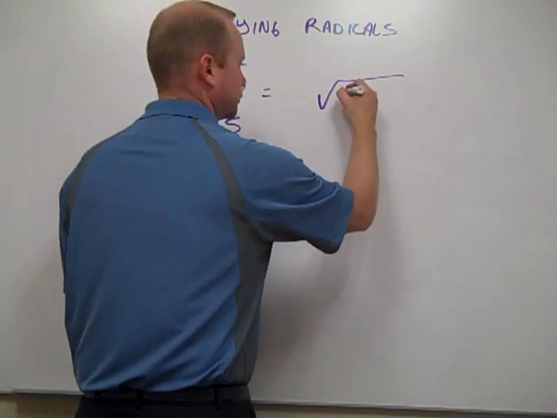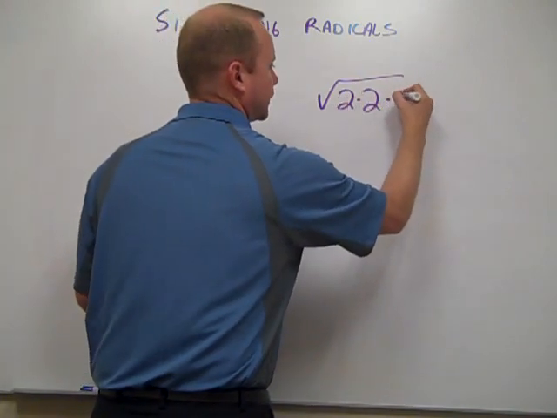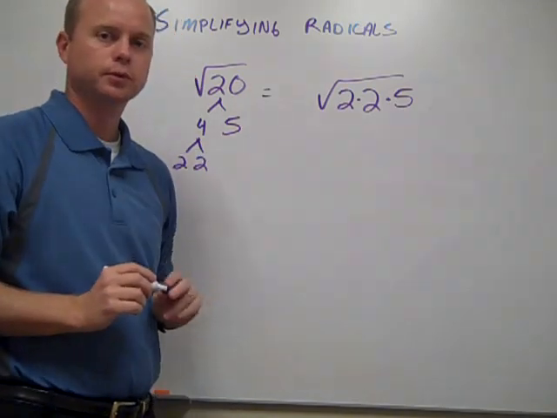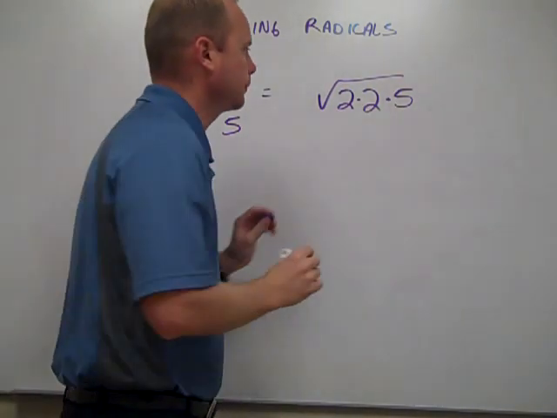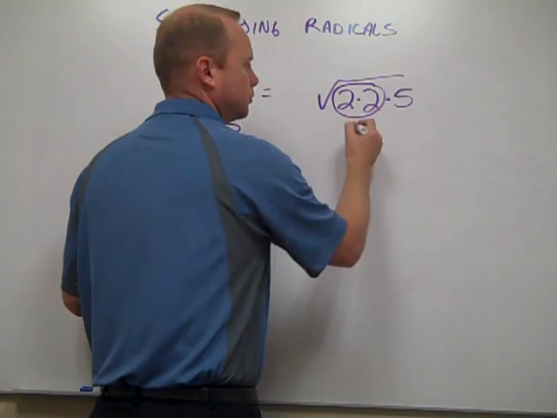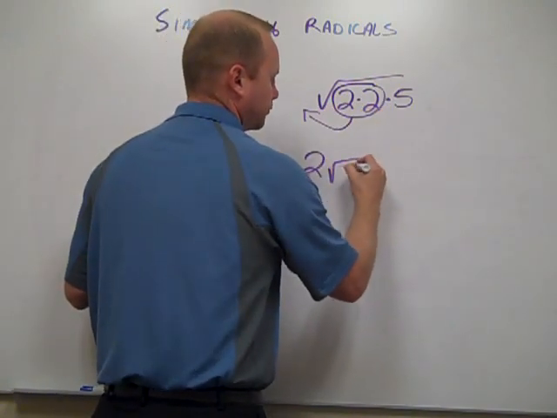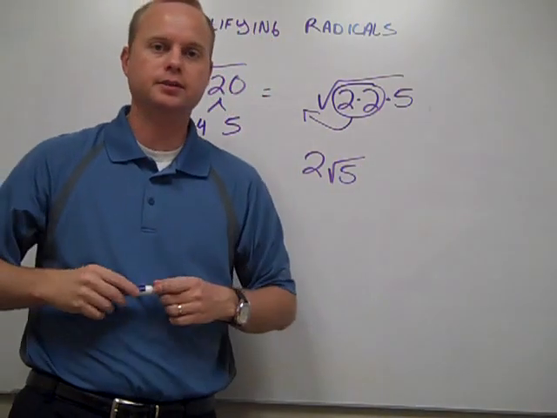It's equal to the square root of 2 times 2 times 5. 2 times 2 is 4, times 5 gives us our 20, so we know we're okay. Again, here I'm looking for my twins. My twins this time are 2. So I take those 2 and pull them out. This leaves me with 2 square root of 5, and that is the radical in its simplest form.